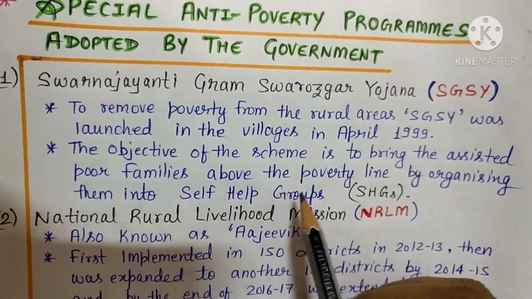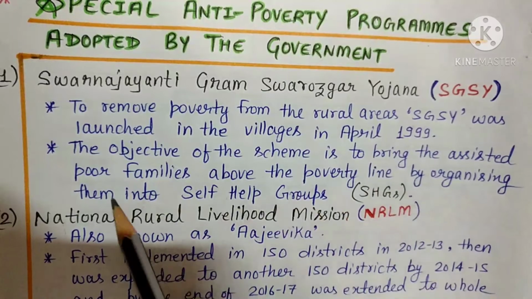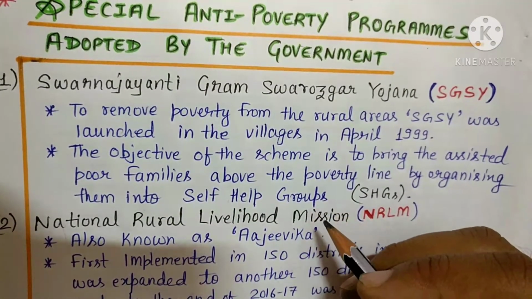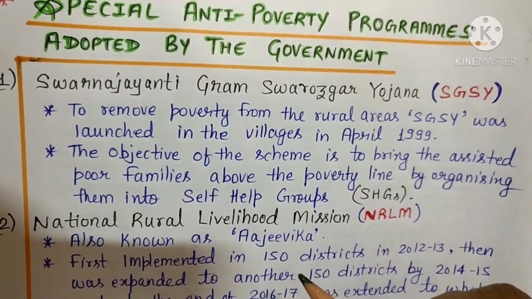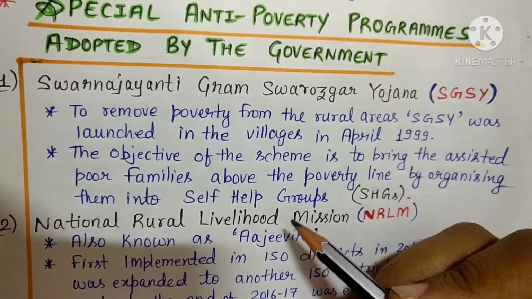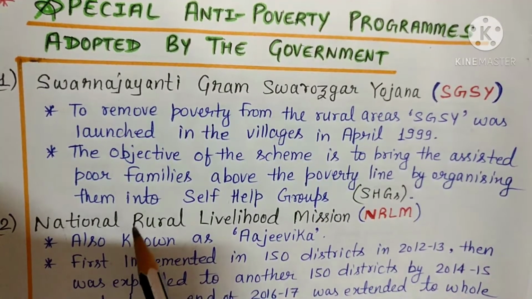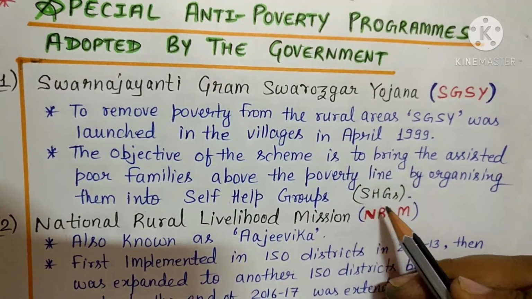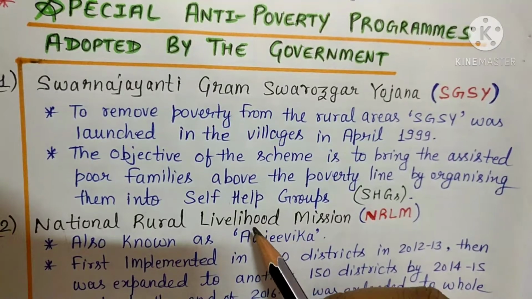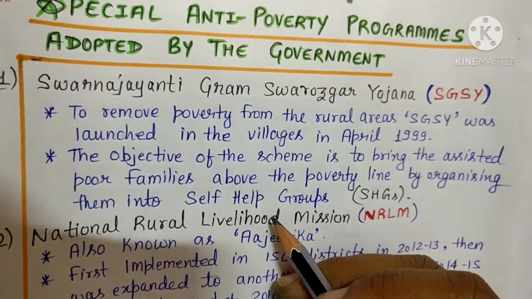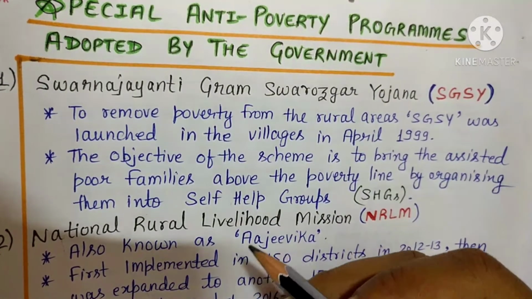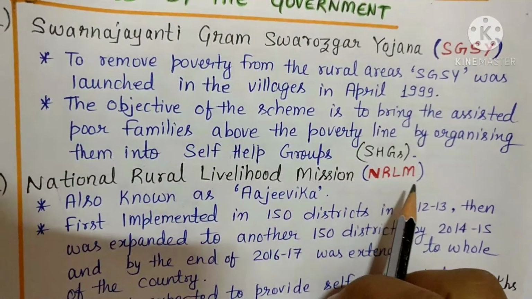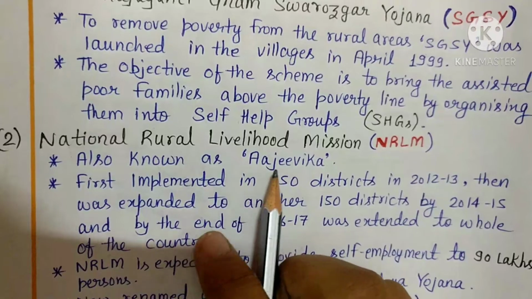So the objective of the scheme is to bring the assisted poor families, those who are living below the poverty line, above the poverty line by organizing them into self-help groups, that is SHGs. So they will make their self-help groups, they will help each other and they will create some employment opportunities. Then comes what? NRLM, which stands for National Rural Livelihood Mission.